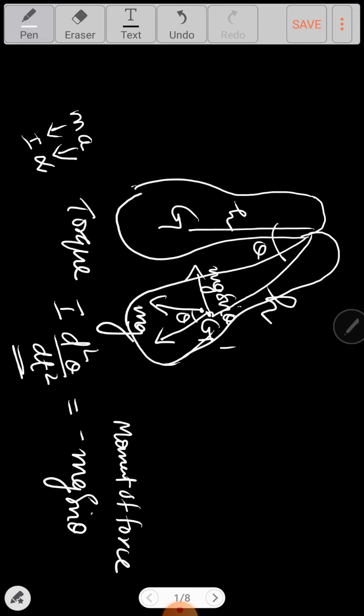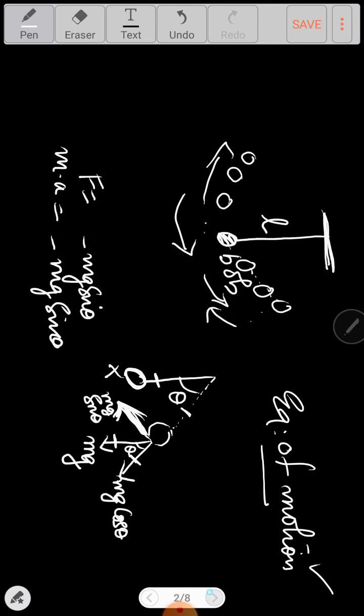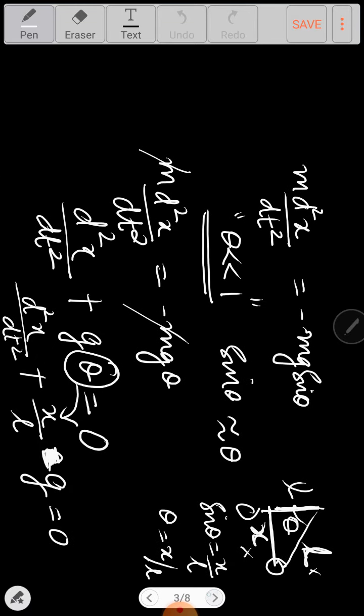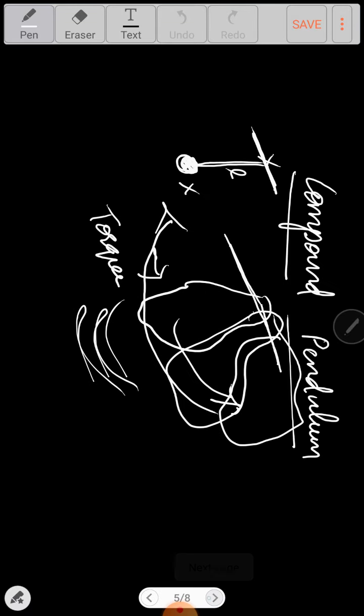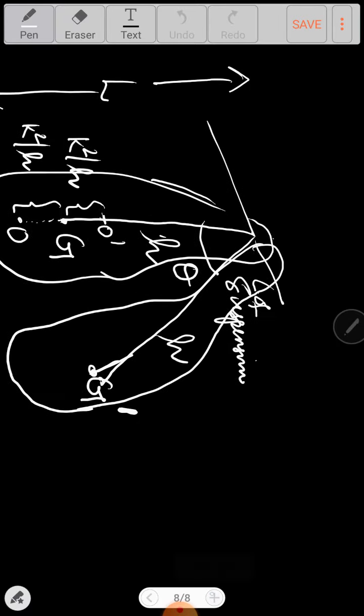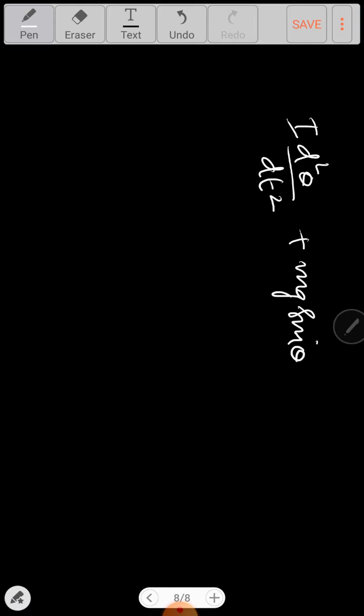Then the perpendicular distance from the axis of rotation, that is the distance between this center of suspension and the center of gravity, is h. And now we can rearrange the equation. That is I d square theta by dt square plus mg sine theta h is equal to 0.